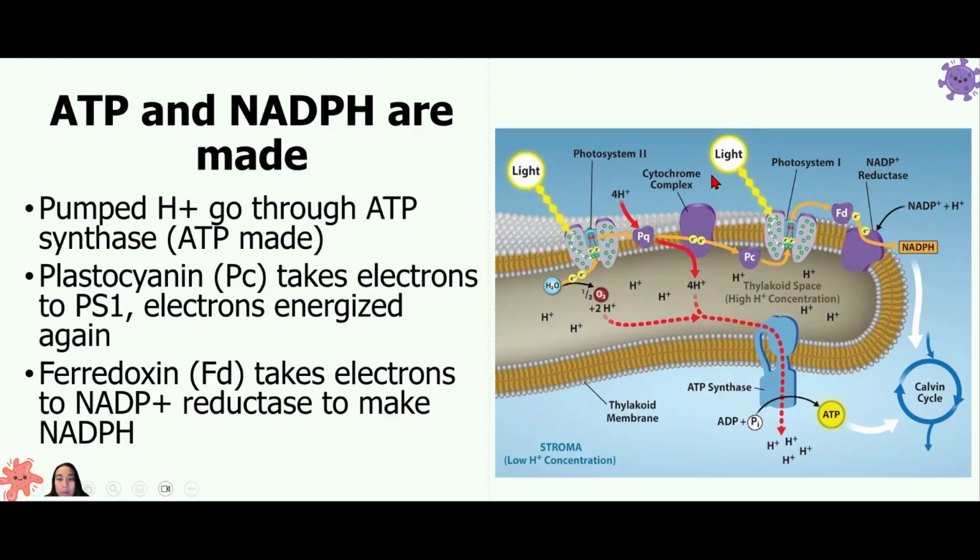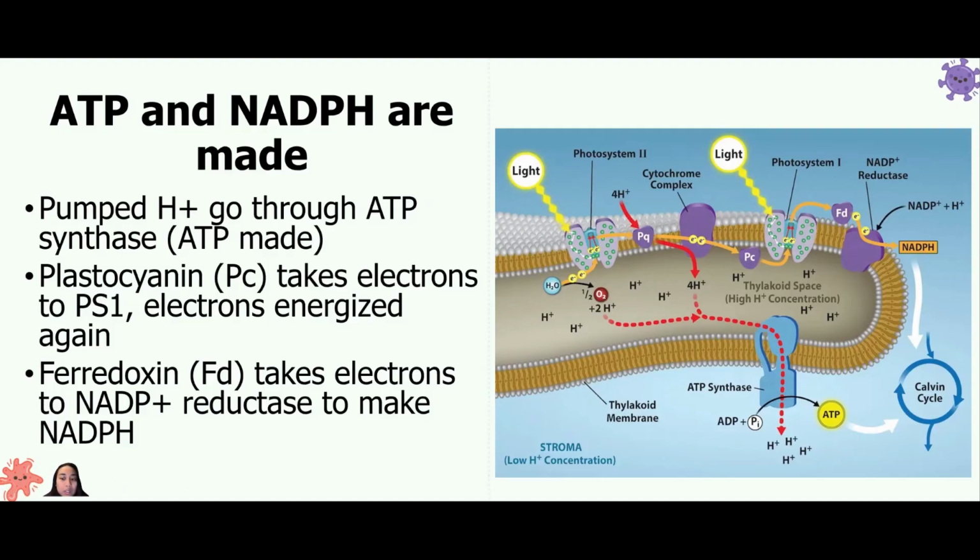So essentially what happens is the first part of the photosynthesis electron transport chain is pumping hydrogen so that we can make ATP. And then the second half of this whole process is energizing electrons, which are going to be picked up by NADPH. And so that's how we make those 2 high energy molecules. ATP is being made and NADPH is being made. And as you can see in the last part of this diagram, both the ATP and NADPH are going to travel to the Calvin cycle to produce sugar.